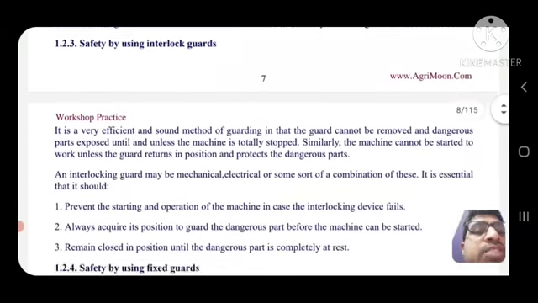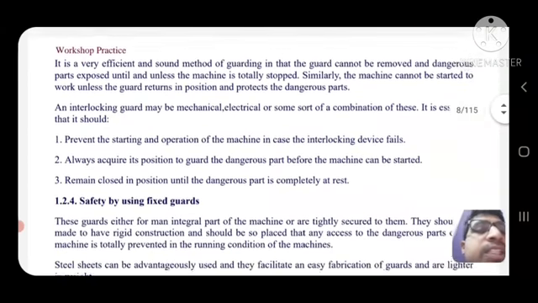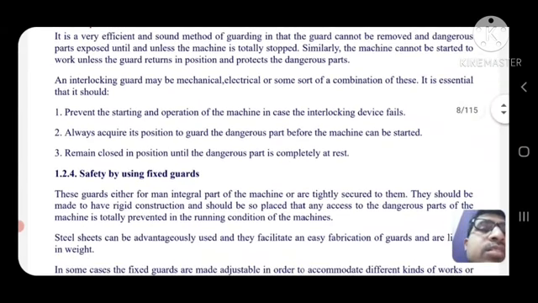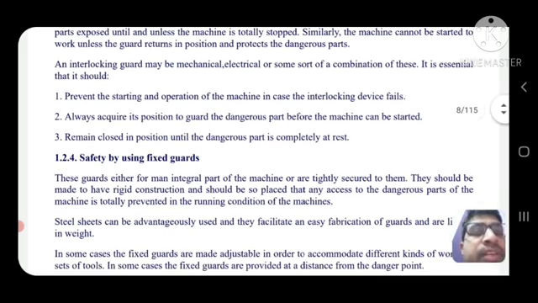Safety by using interlock guards. It is a very efficient and sound method of guarding in that the guard cannot be removed and dangerous parts exposed until and unless the machine is totally stopped. Similarly, the machine cannot be started to work unless the guard returns in position and protects the dangerous parts. An interlocking guard may be mechanical, electrical, or some sort of a combination of these.